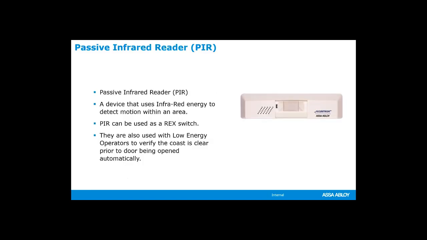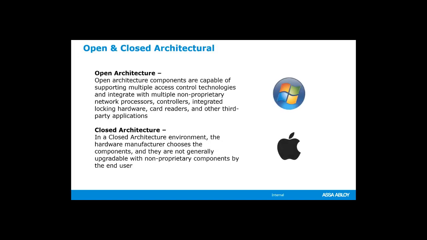A passive infrared reader is a device that uses infrared energy to detect motion within an area. A PIR, or passive infrared reader, can be used as a request to exit switch to shunt an alarm. They are also used with low energy operators to verify that the coast is clear before a low energy operator opens up a door. A couple other terms: open architecture.